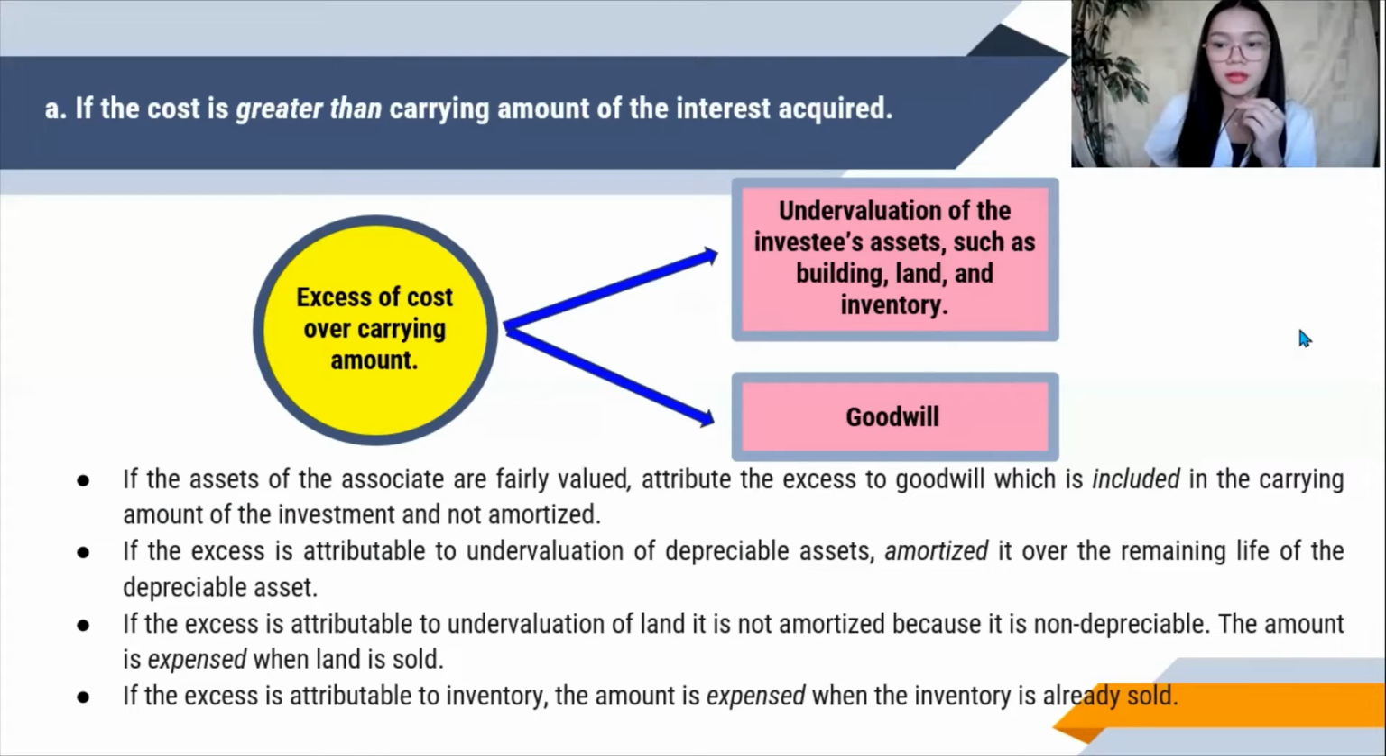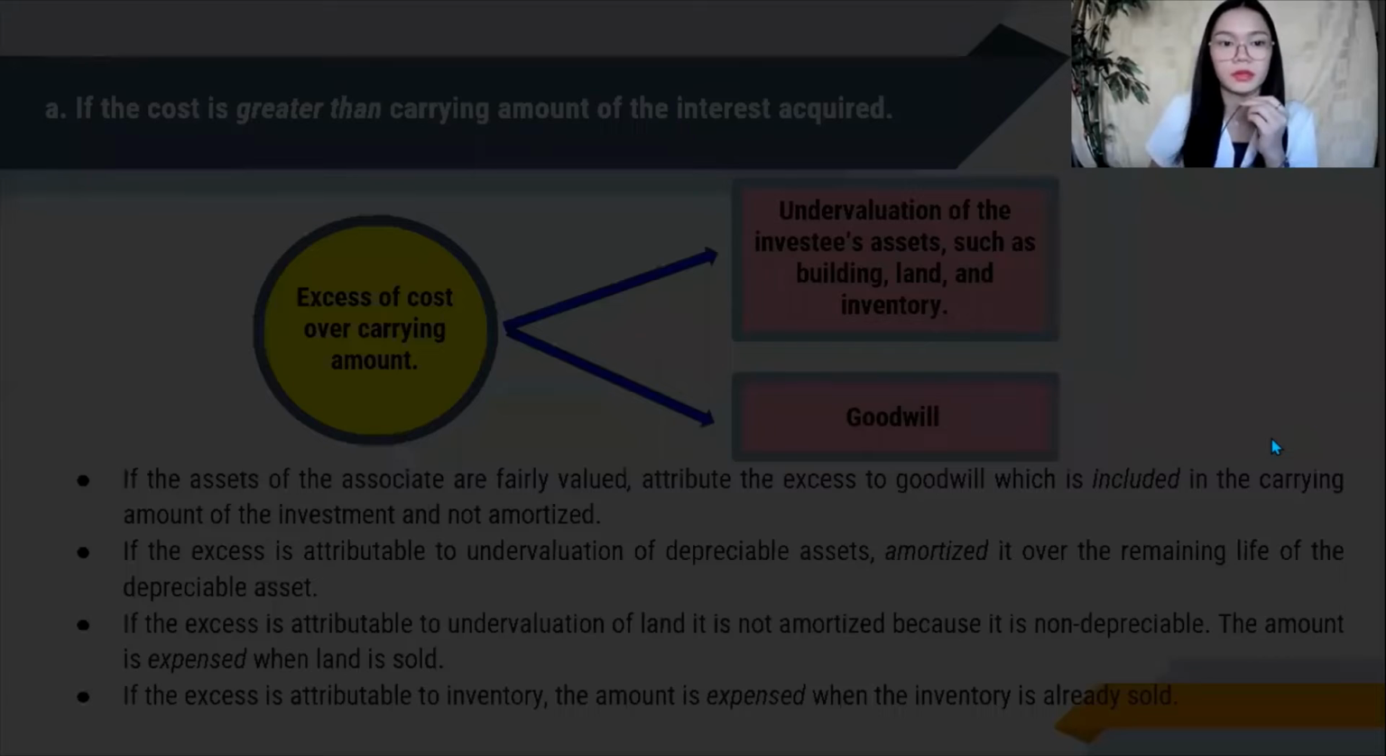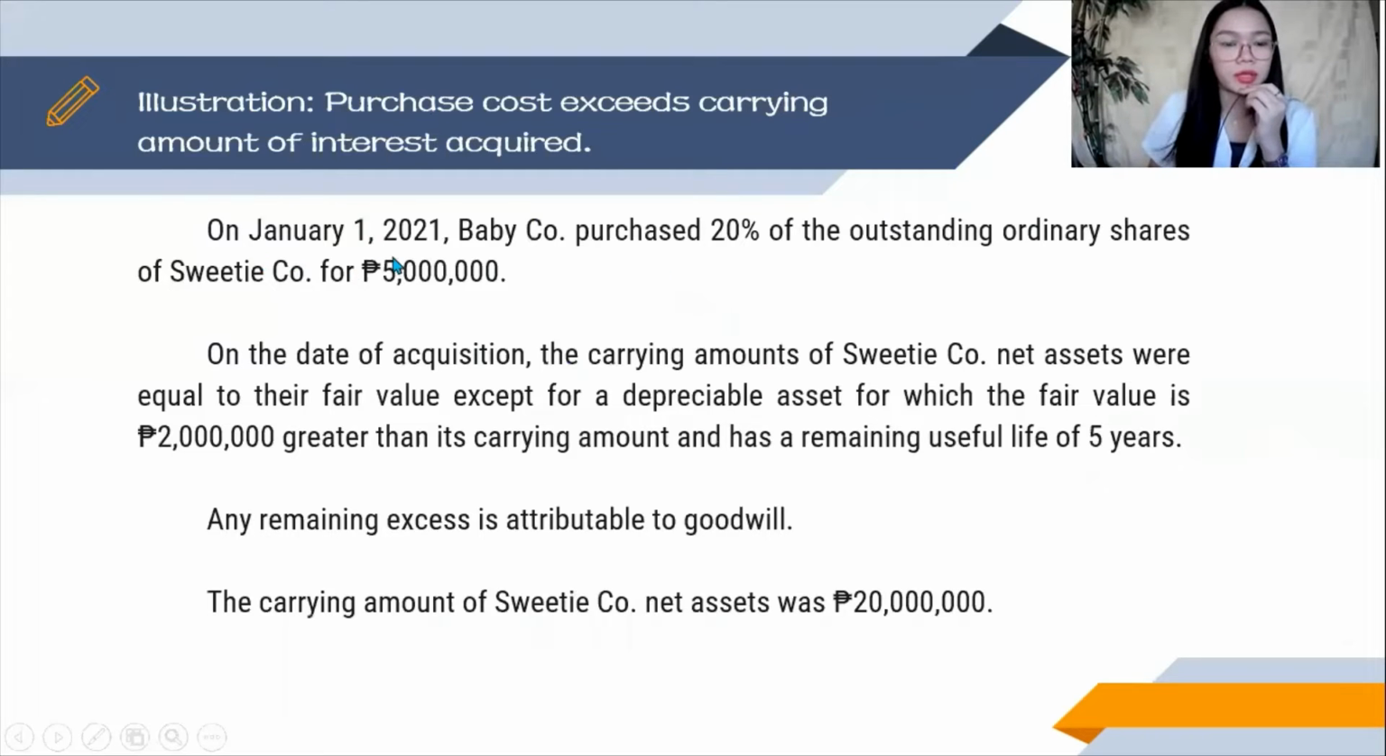Para mas lalo natin maintindihan, may pinrovide po akong sample illustration. On January 1, 2021, Baby Co. purchased 20% of the outstanding ordinary share of Sweetie Co. for 5 million. On the date of acquisition, the carrying amount of Sweetie Co. net assets were equal to their fair value except for a depreciable asset for which the fair value is 2 million greater than its carrying amount and has a remaining useful life of 5 years. Any remaining excess is attributable to goodwill. The carrying amount of Sweetie Company net assets was 20 million.